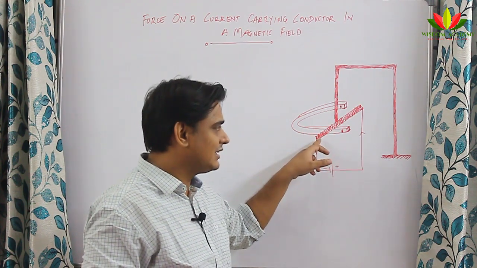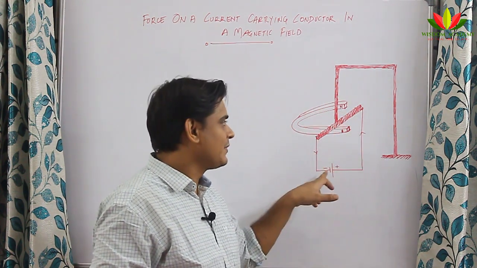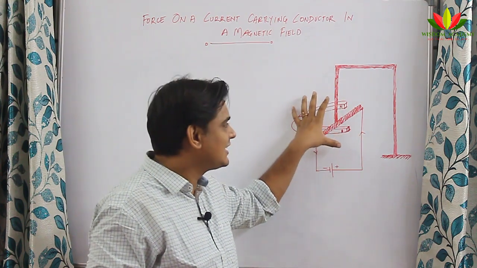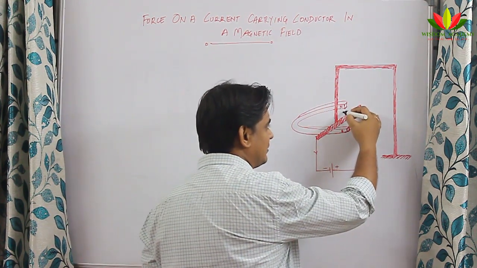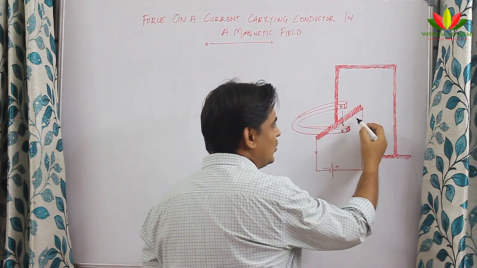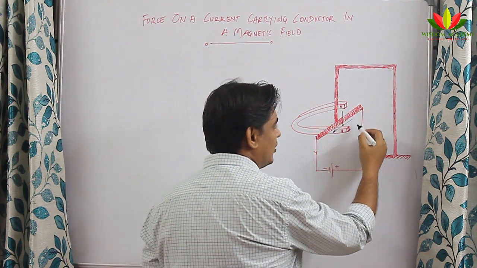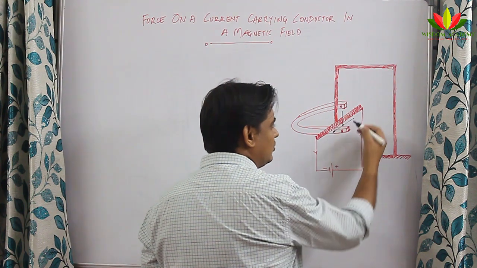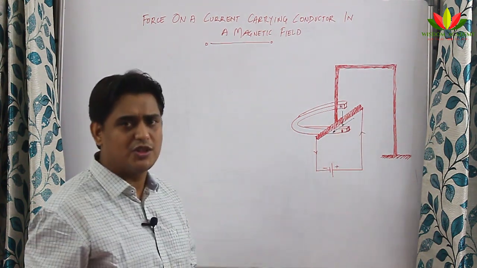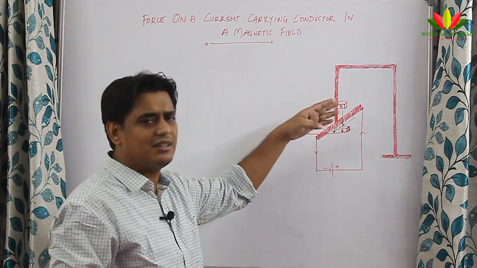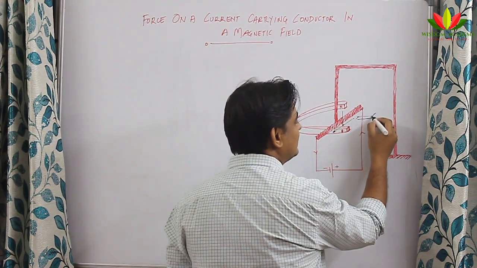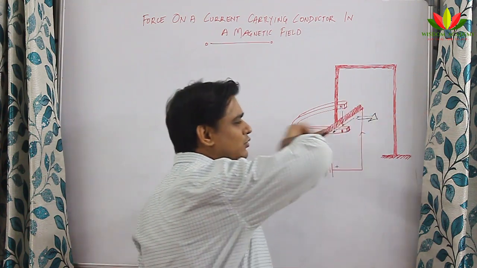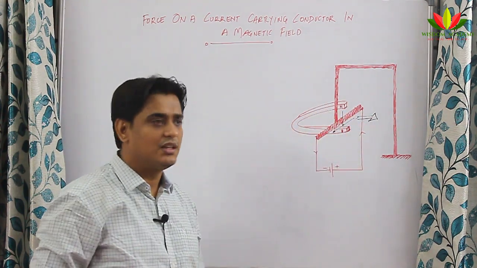For proving this, an experiment was done. There was a conductor in which the current is passing, and there is a horseshoe magnet which is creating some magnetic field. The magnetic field is from north to south in this direction, and the current is going from this side to this side. It was observed that this particular conductor started to move on this side, like this. It started coming in the outside direction.